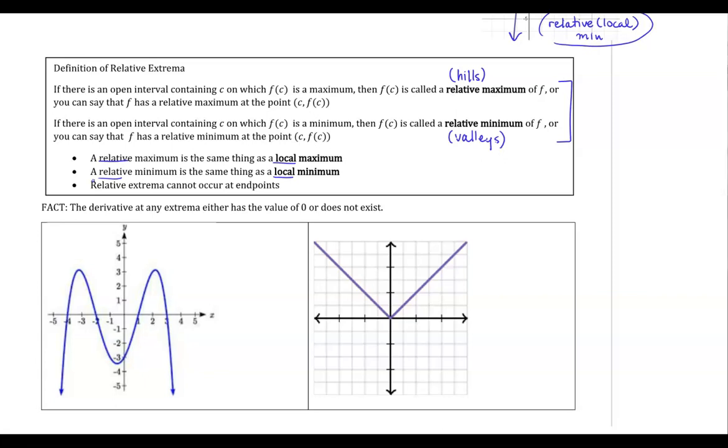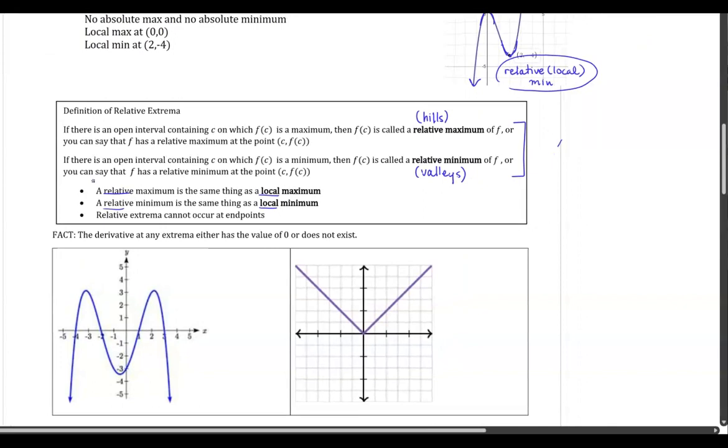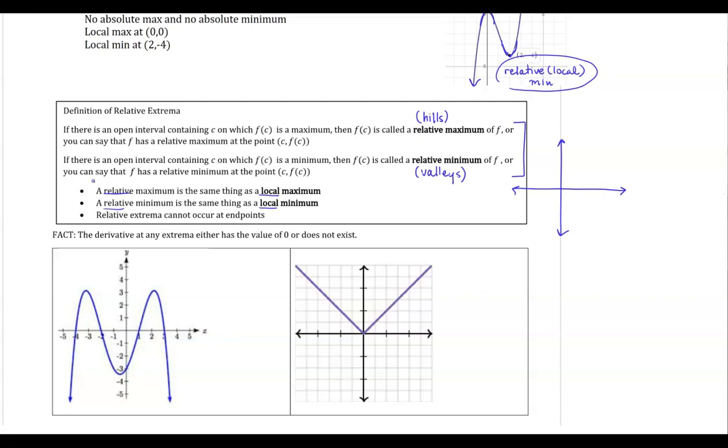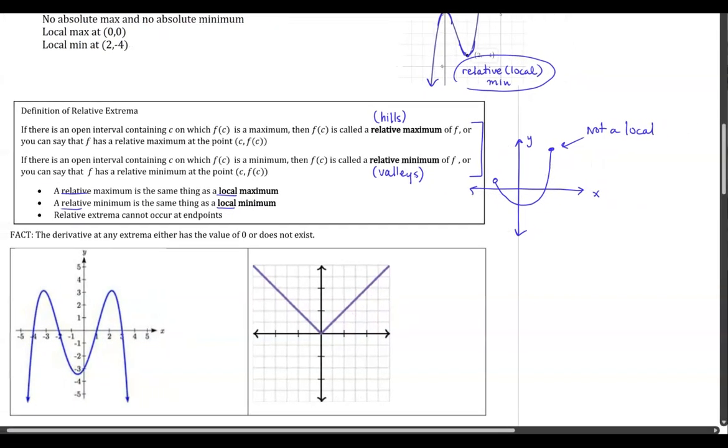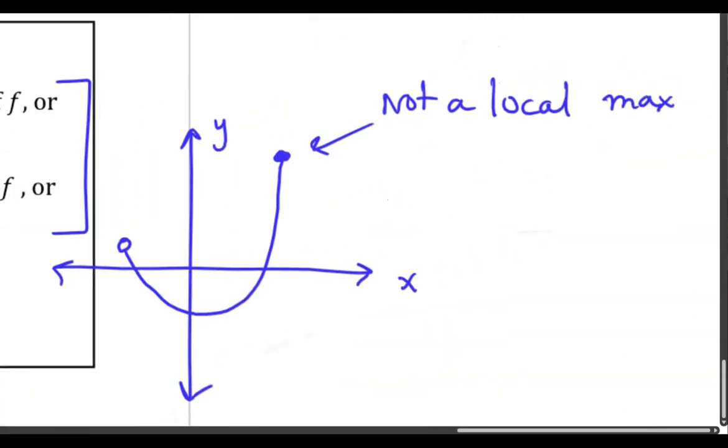But note that relative extrema cannot occur at endpoints. What I mean by that is if we have a graph, and let's say that the highest point on this graph is happening at an endpoint right there, even though this is the highest point on the graph, this is not a local max, because in order for it to be a local maximum, it had to be higher than all of the other points around it on both sides. And there is no right side to the graph of this, because the graph ends there.